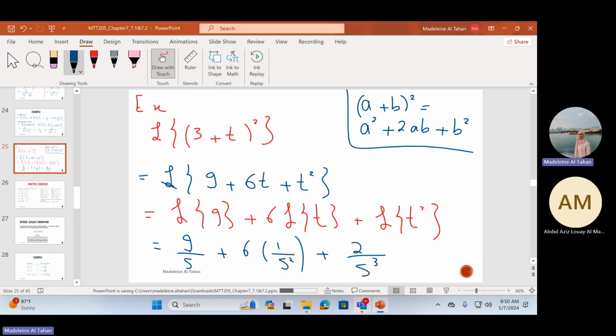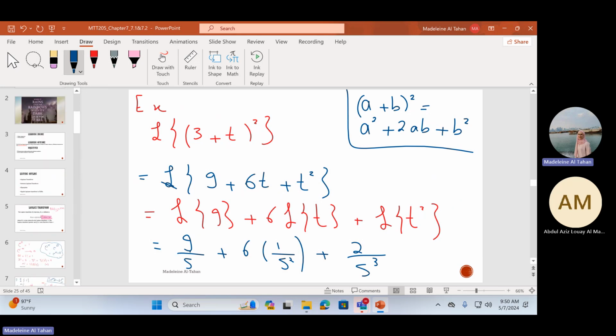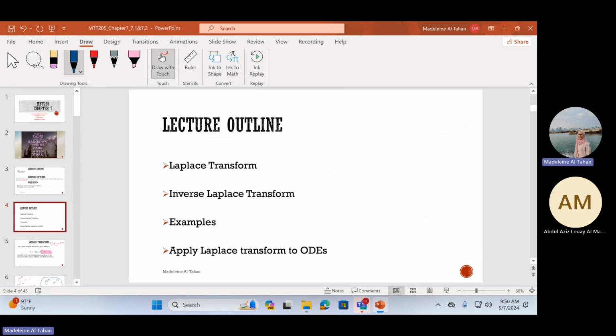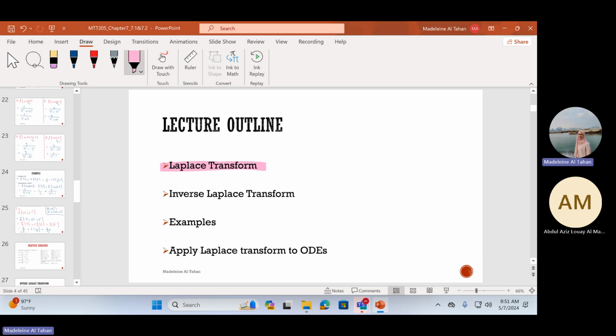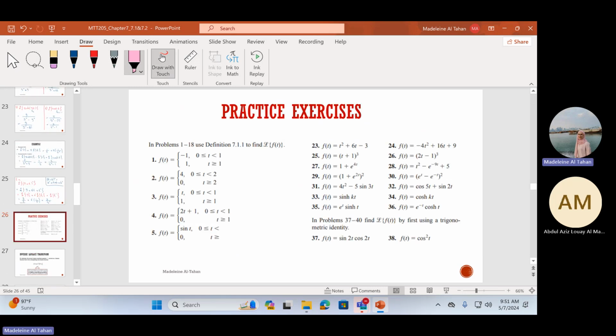Till now, we do not know how we will apply this to differential equations. We are just having a function and finding its Laplace transform. So if we go back to our main objectives for today, we were done with the Laplace transform. We need now to talk about the inverse Laplace transform. What do we mean by this? So any questions regarding Laplace transform, miss? Do we have any questions?